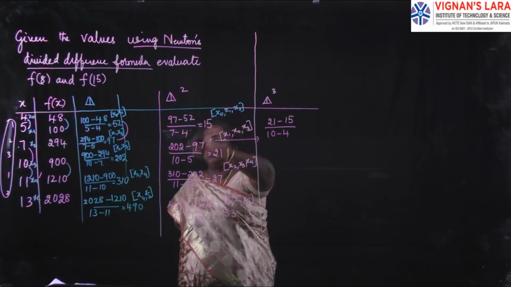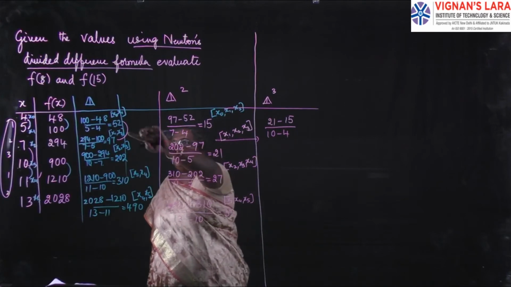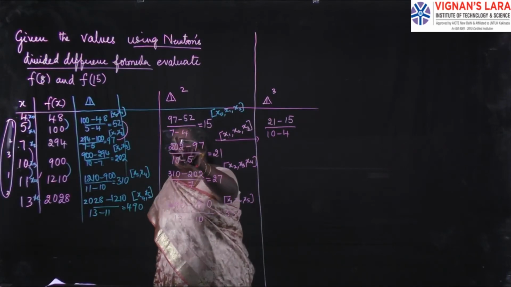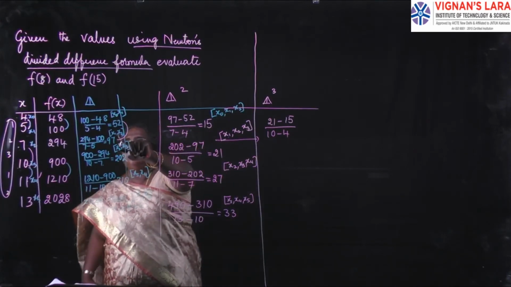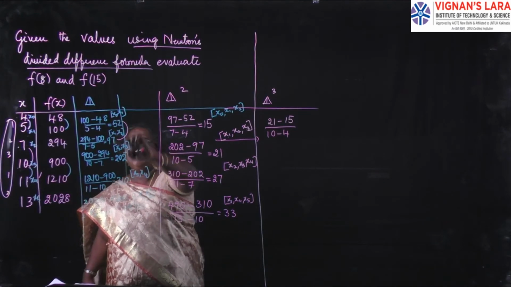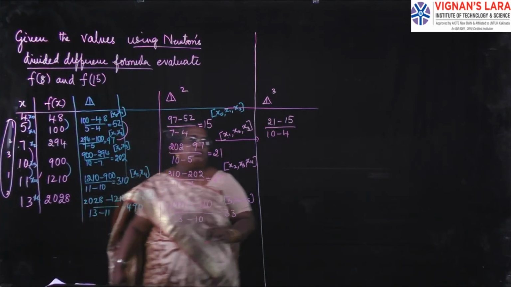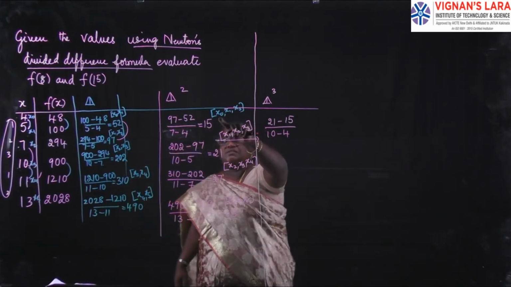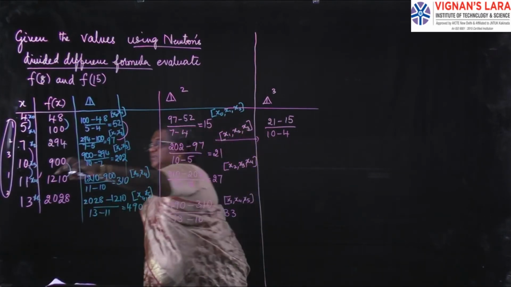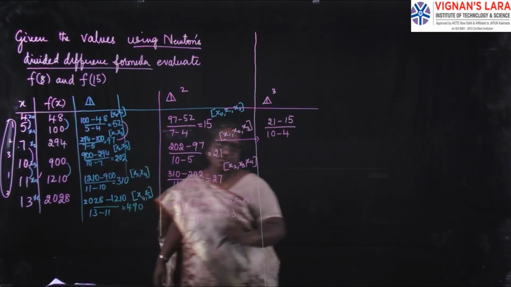So here also we get x2 minus x0, x3 minus x1, x4 minus x2, x5 minus x3. Like that, here we get x3 minus x0. x3 minus x0 is 10 minus 4, which is 6.